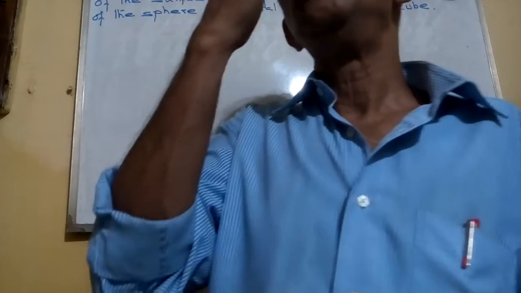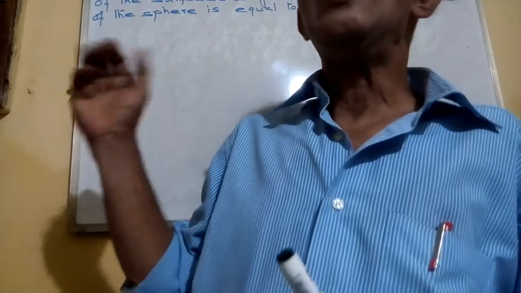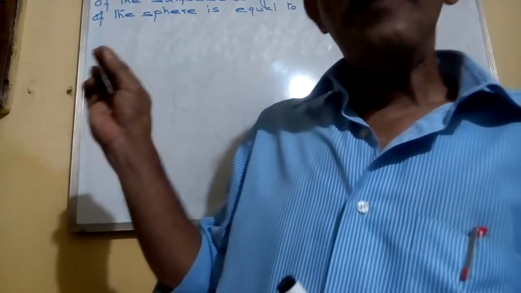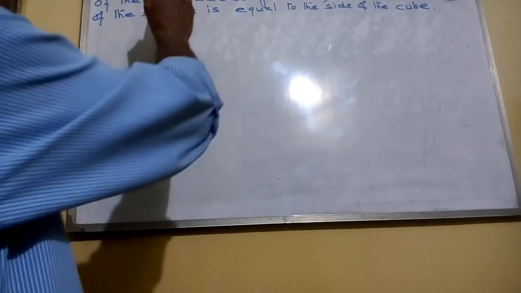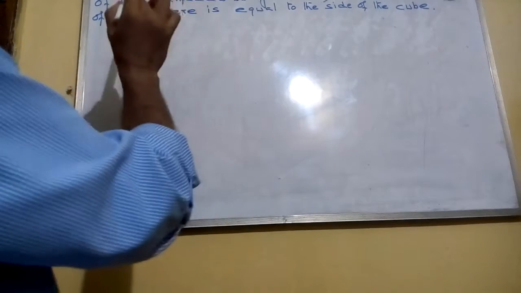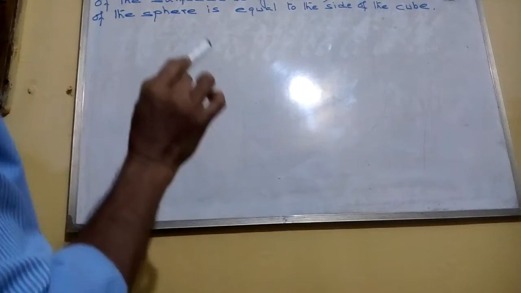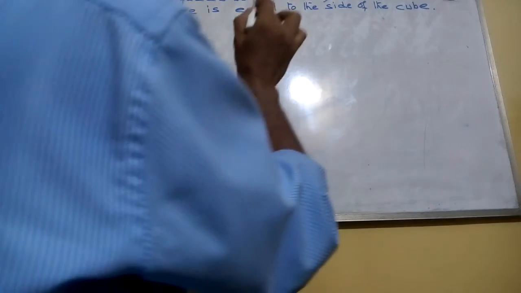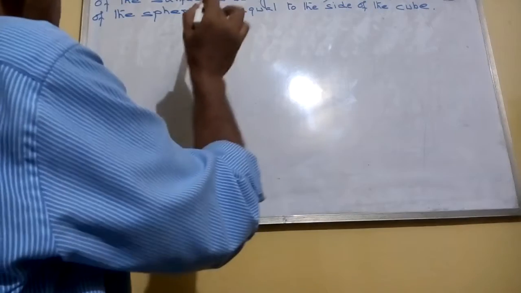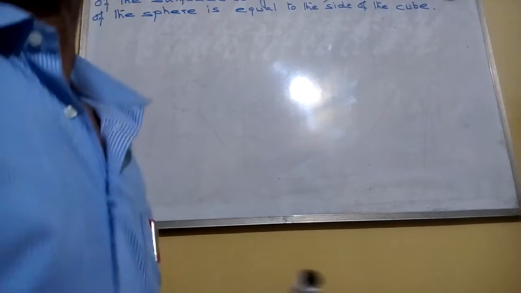Now we are going to do a sum which is an application of maxima and integrals. See the sum. The sum of the volumes of a sphere and a cube is given, so that when the sum of the surfaces is greatest, the diameter of the sphere is equal to the side of the cube.